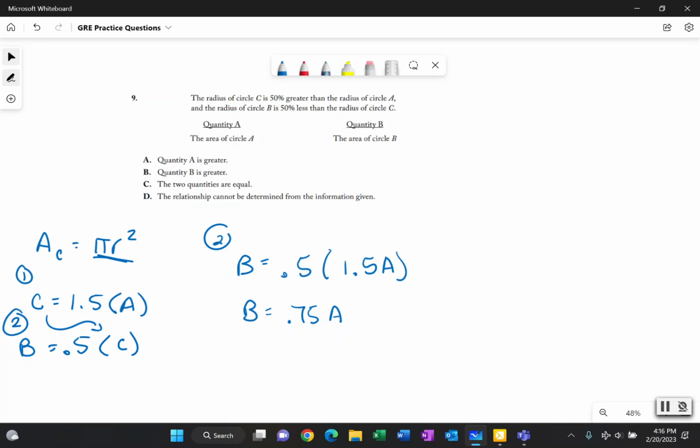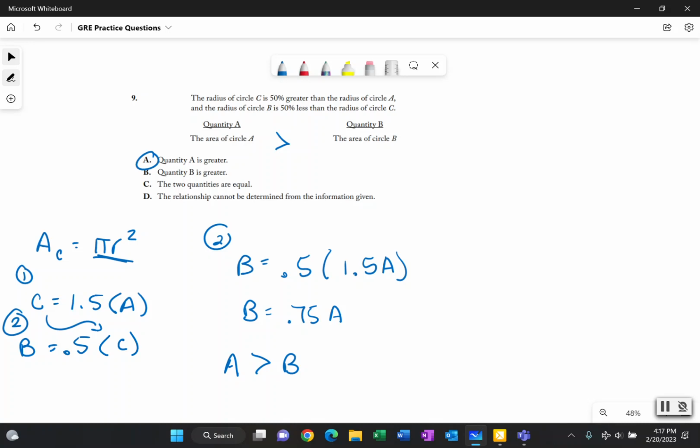So here we have our relationship or our ratio between B and A. If B is 0.75 of A, that means A is greater than B. And if the radius of A is greater than the radius of B, we're going to have a greater area than B, right? Circle A is going to have a greater area than the area of circle B. And so therefore, our solution is pretty straightforward. It's A.